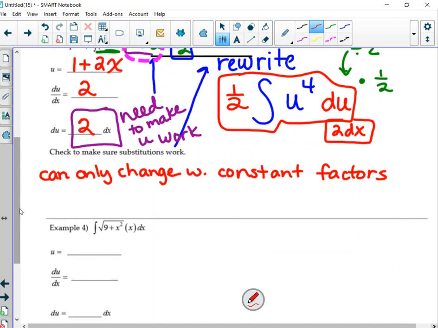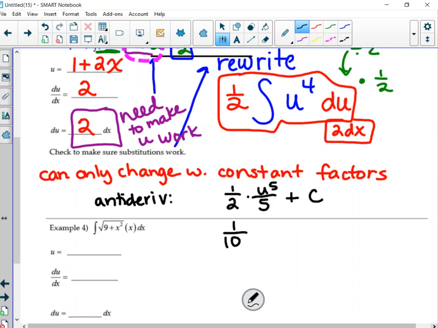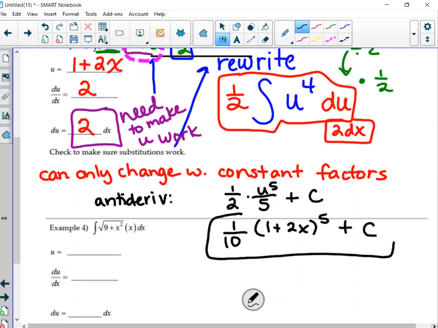Okay. All right. And then we're ready to do our antiderivative. I have the 1/2. I have u to the 5th over 5 plus c. I would personally make this 1/10. That's just me. But you can leave it as 1/2 and u to the 5th over 5. And 1 plus 2x, back for u. And that's the answer.